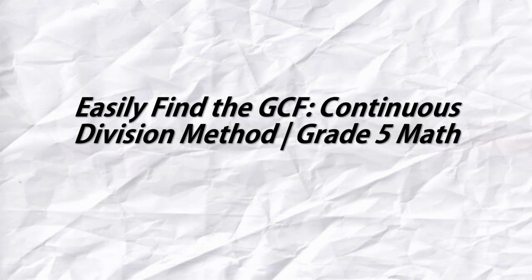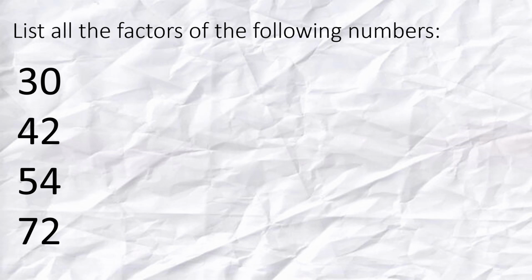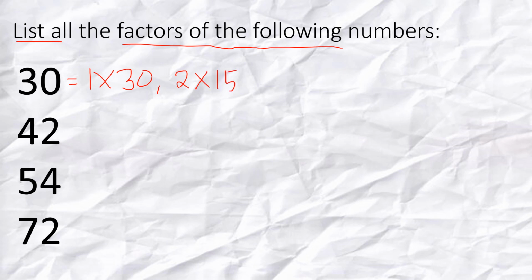In this lesson, we'll be discussing finding the greatest common factor of a given pair of numbers using the continuous division method. Before that, let us first list all the factors of the following numbers. For number 30, we have 1 times 30, 2 times 15, 3 times 10, and 5 times 6.